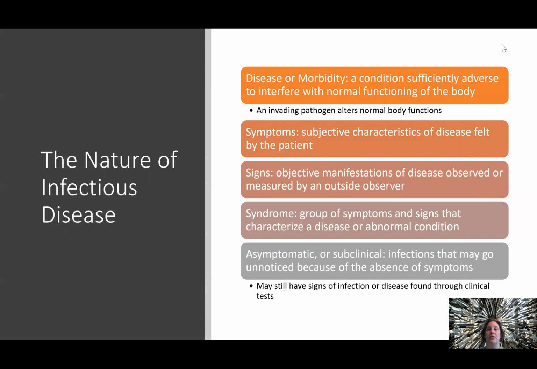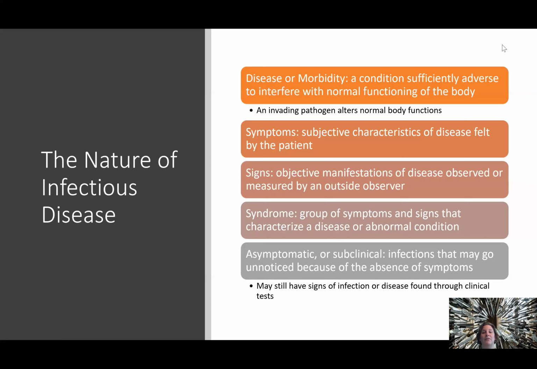So when we put our symptoms and signs together in a group, we call that a syndrome. So you will see references to influenza-like diseases. And usually that's referring to a syndrome, which is a group of symptoms that are like the flu. So fever, body aches, coughing, sneezing, runny nose, those things all tend to group together when you have the flu, and we would consider that a syndrome.